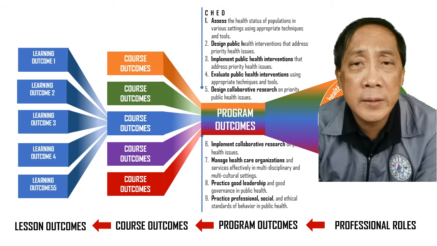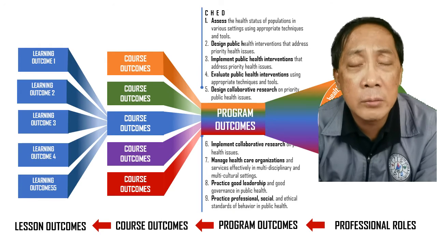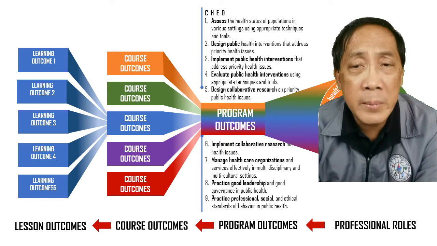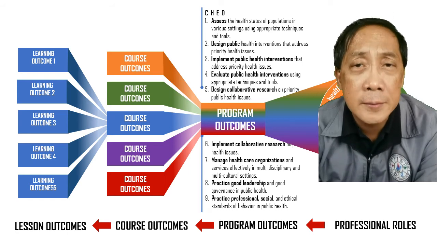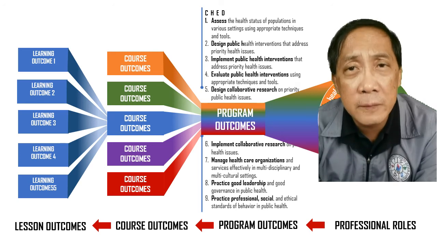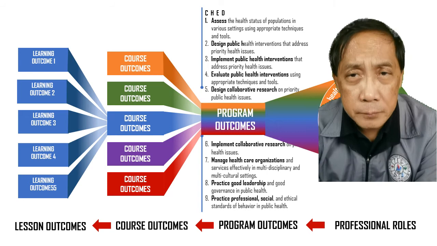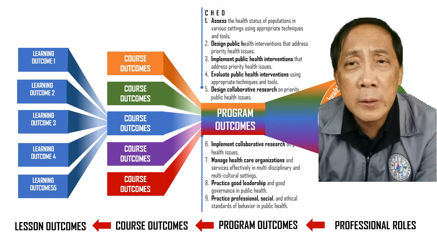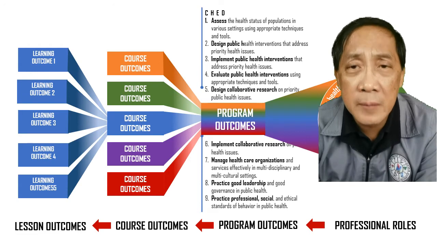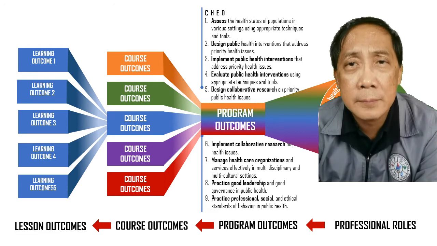So here, with design backward, we start from professional roles, then program outcomes, then decisions on the course outcomes, and eventually on the lesson outcomes. But when we implement, of course, we implement by first achieving the intended learning outcomes for our lessons. And when we have done that, hopefully it will help us achieve the bigger course outcomes. And all the course outcomes together will lead us to the achievement of the bigger program outcomes.